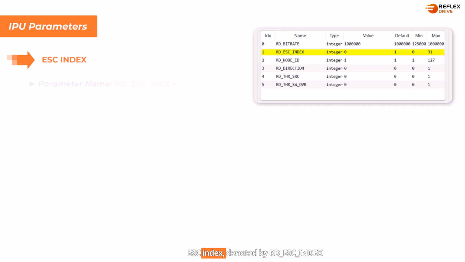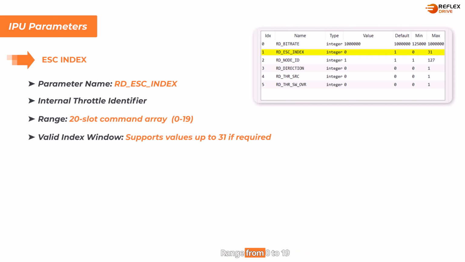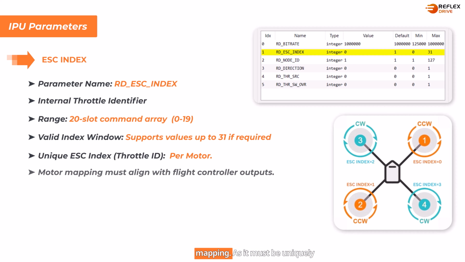ESC index, denoted by RD_ESC_index. It is the internal throttle identifier, range from 0 to 19, and supports index values up to 31. It is a unique index representing one of the 20 available IPU slots. It is essential for correct motor mapping, as it must be uniquely assigned to a specific physical motor output or port on the flight controller.